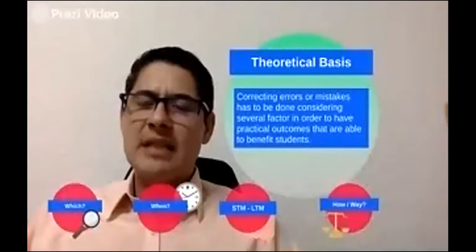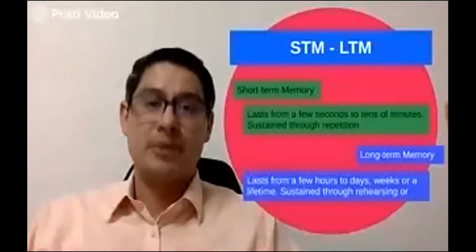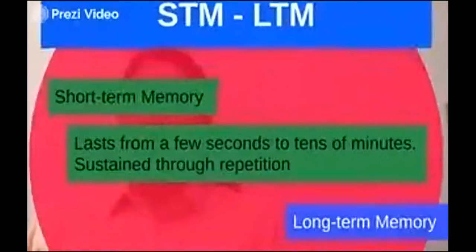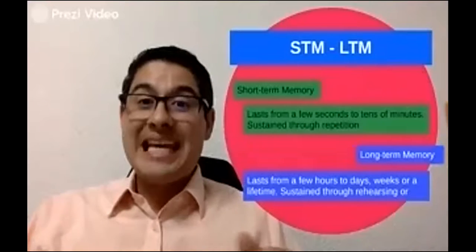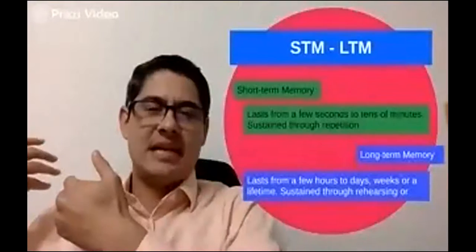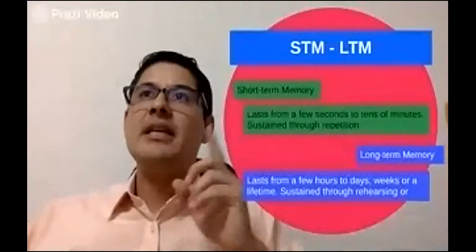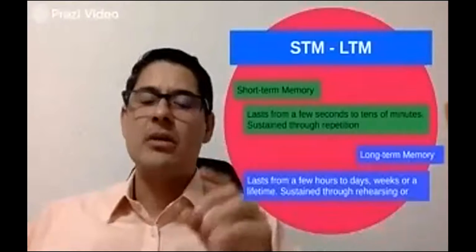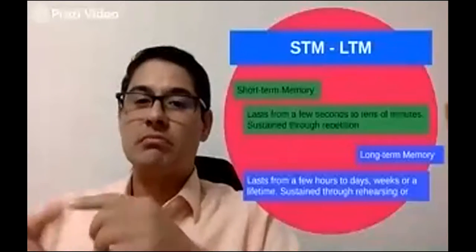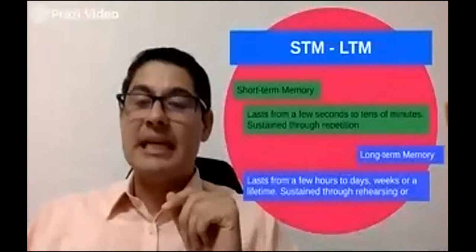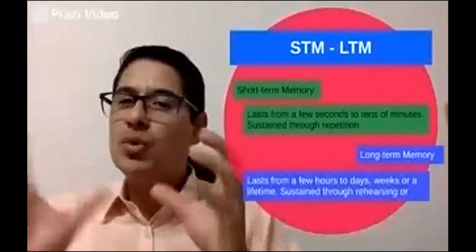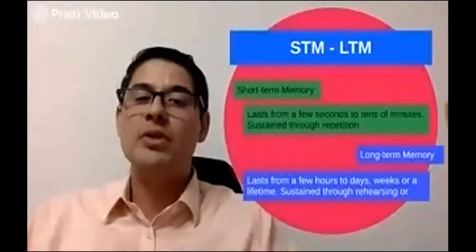So now let's look at something important that has to do with memory. Short-term memory is something that lasts for a few seconds to tens of minutes, and it is only sustained through repetition. So if your error correction in the past has been, the student says, "he eats tacos," and you say, "no, eats. Okay, continue," and that's all your correction, this is short-term memory. The student is not applying new knowledge. He or she is only repeating.